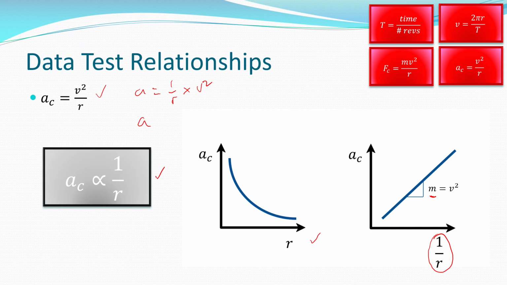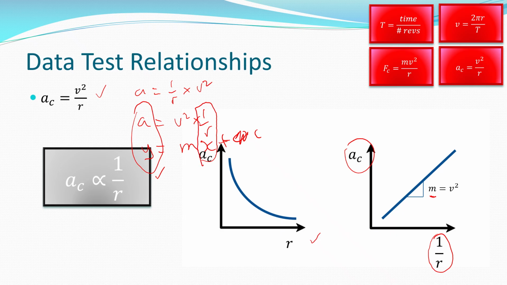So if I go back to my equation and just rewrite it, v squared times 1 over r. That's my y variable, plus c. y equals mx plus c is the form of a linear equation. And you can see that I have on my y-axis acceleration, which is there. On my x-axis, which is this one here, I have 1 over r. Everything left in the equation is going to be the gradient. So the gradient equals v squared, which is why I wrote that there.